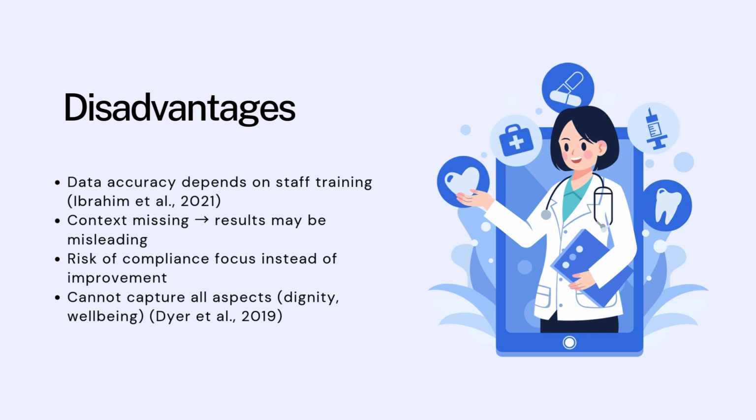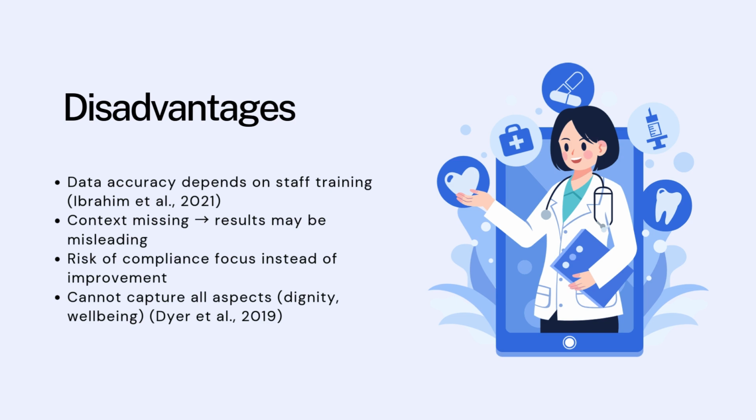However, there are important disadvantages to consider. First, workforce pressures can affect data accuracy. Staff shortages and workload often make data collection difficult, and reporting can be seen as an administrative burden. Second, quality indicator data may lack context. For example, facilities caring for residents with advanced dementia may have higher falls rates despite excellent care.